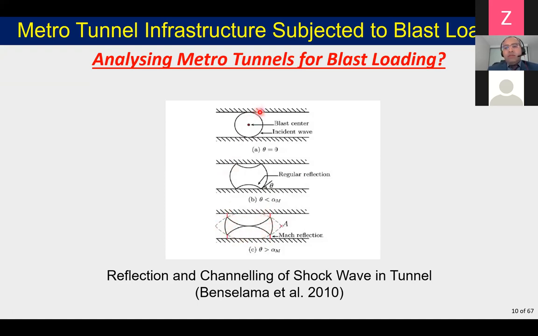If you are applying some simplified pressure pulse using UFC, you can just calculate pressure based on what UFC gives you in an air blast loading condition. But once it starts reflecting, you cannot analyze the problem accurately with simplified methods.